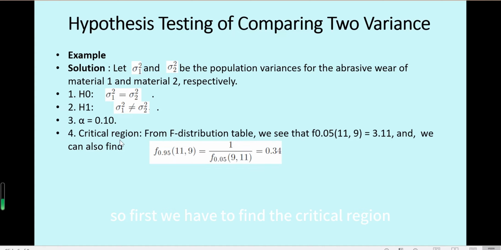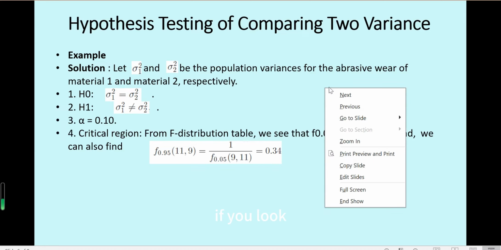So first we have to find the critical region. We find the critical value if half alpha is 0.05 for 9 degrees of freedom, the F distribution value is 3.11. And we can also find, for 0.95 with the degrees of freedom 11 and 9, the value is 0.34. If you look back.